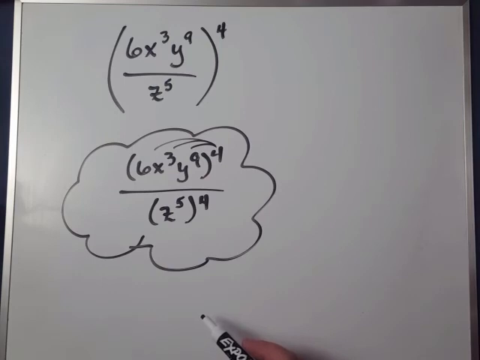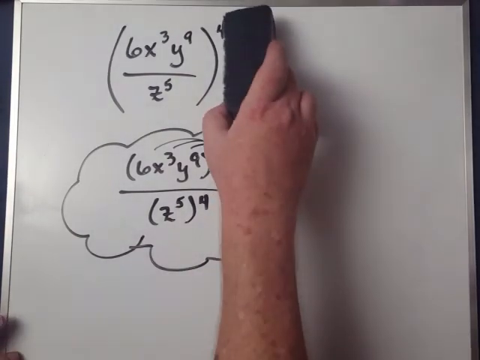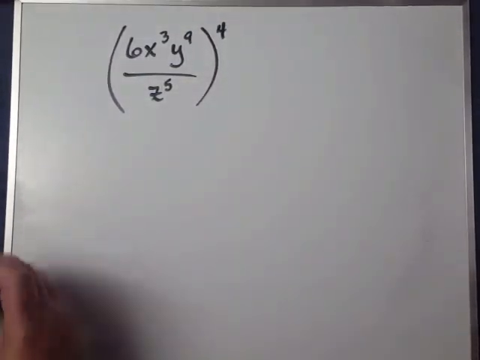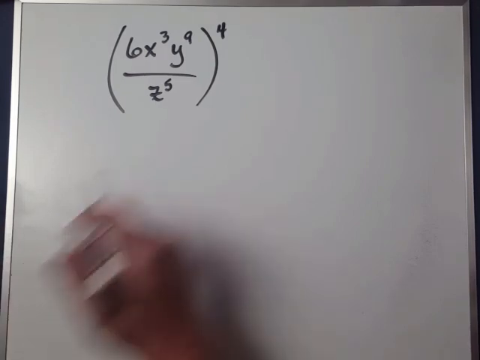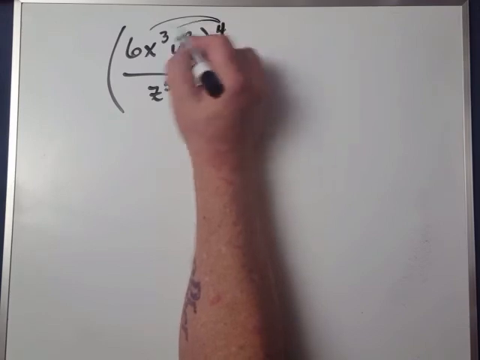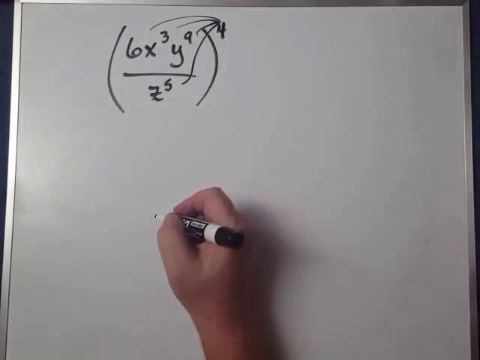Knowing that that's going to happen, and that's how it will work every time, here's what I typically show. We know that we can distribute a power over multiplication and division. Power rules B and C. I call them distributing. I can distribute this power 4 to every factor on the top and to every factor on the bottom.